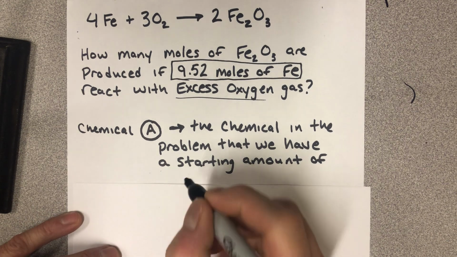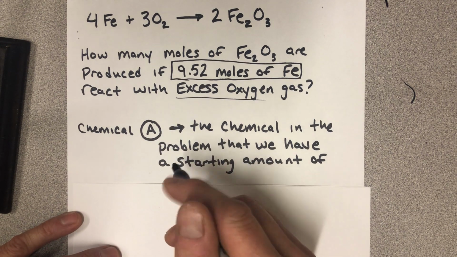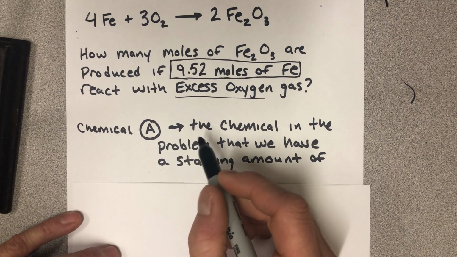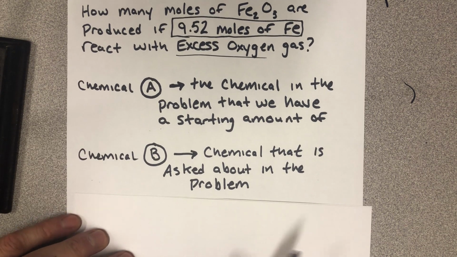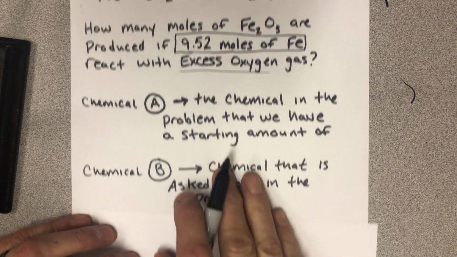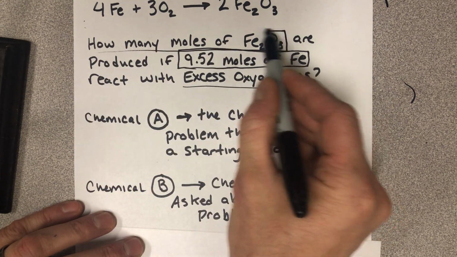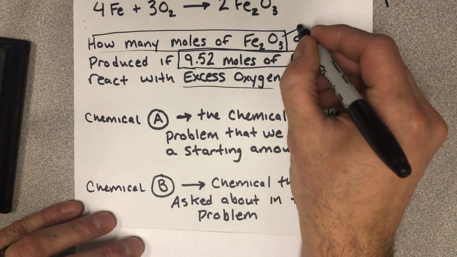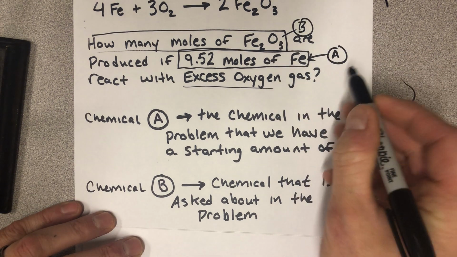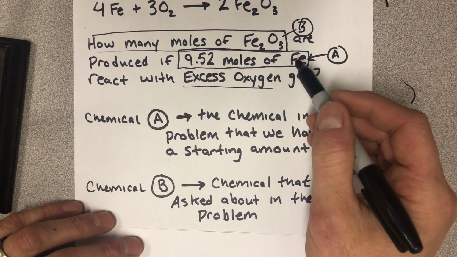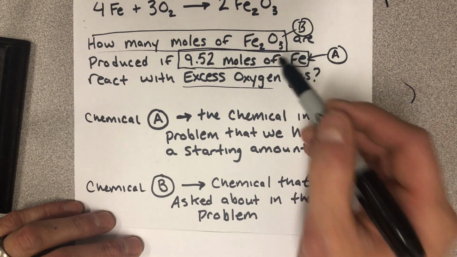Okay, that's important to really understand how these things are defined, because we're going to use chemical A and chemical B in some upcoming stuff. So A is the one that you have an amount of from the problem. Okay, chemical B is the chemical that you're asking about in the problem. So the question is about iron 3 oxide. How many moles of iron 3 oxide? So that is chemical B, and this is chemical A. All right, so A is the one that you know the amount of to begin with, and B is the compound or chemical or element or whatever that you're asking about.